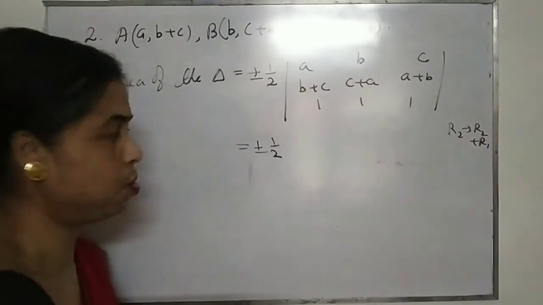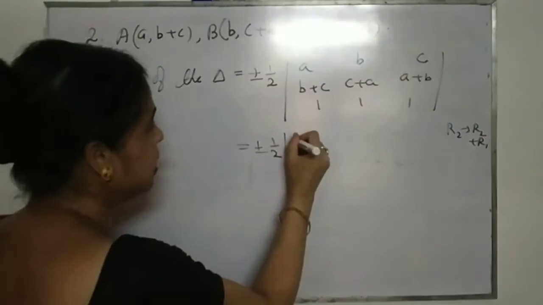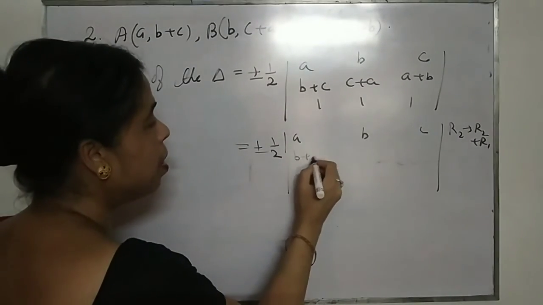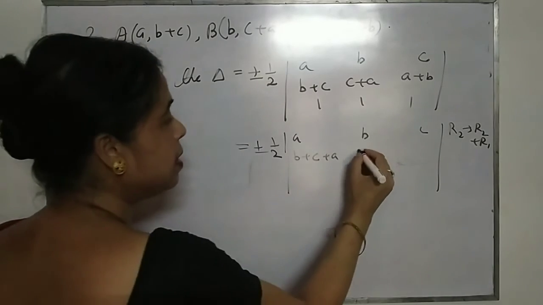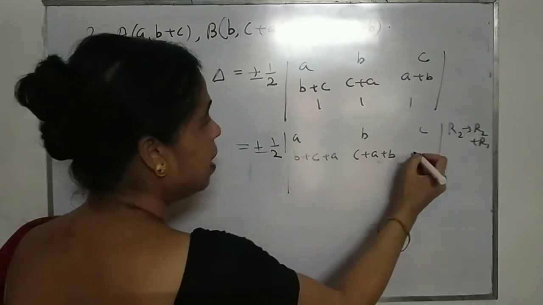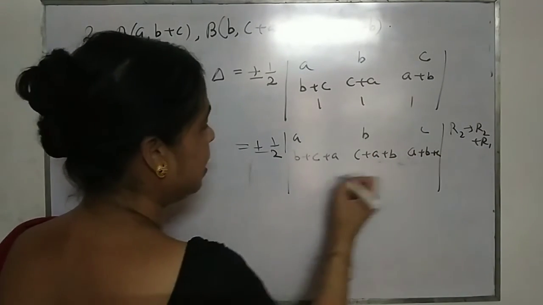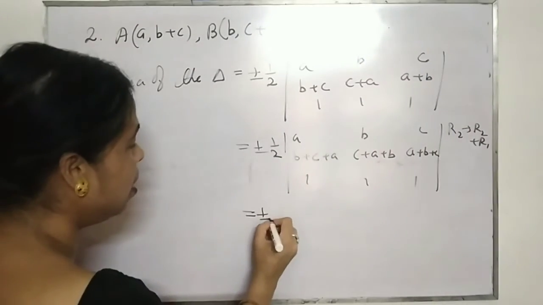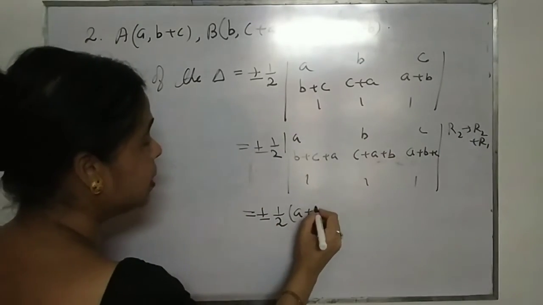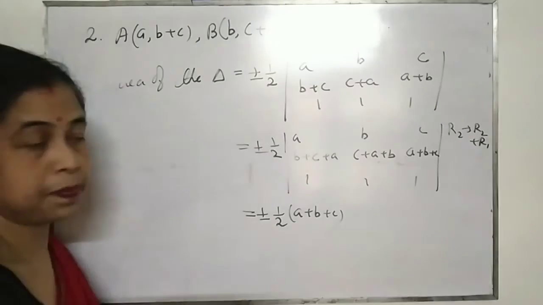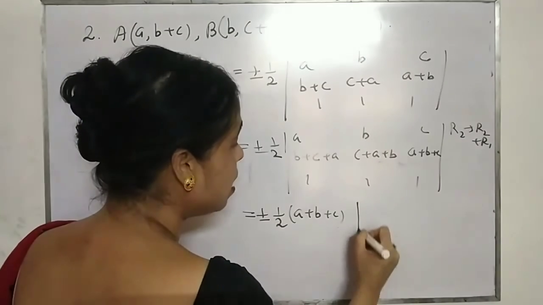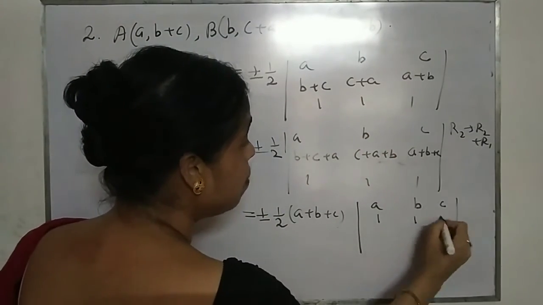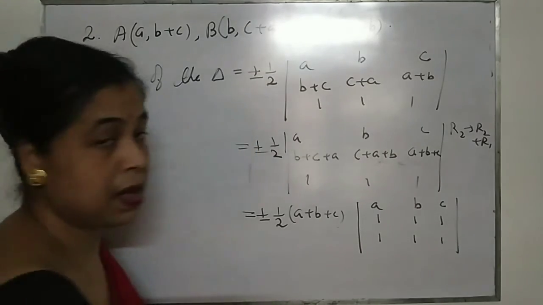You may replace row 1 also. Row 1 I am keeping as it is: a, b, c. Row 2 I have replaced by b plus c plus a, c plus a plus b, and a plus b plus c. Third row 1, 1, 1. Now from the second row, a plus b plus c is coming common. And then what we have got? The first row is a, b, c, the second row is 1, 1, 1, and the third row is 1, 1, 1.